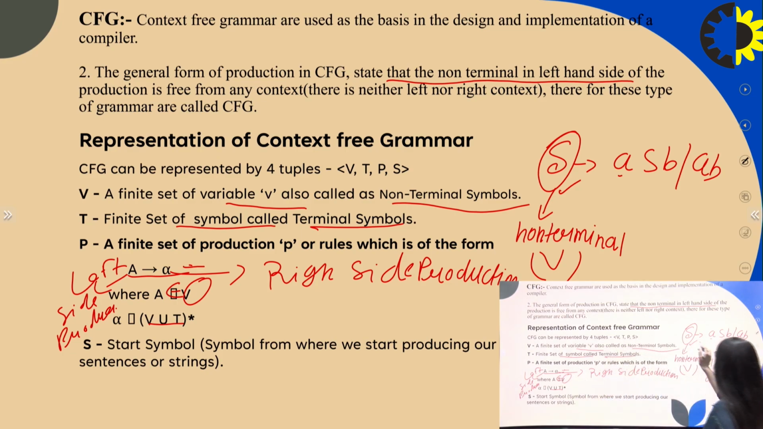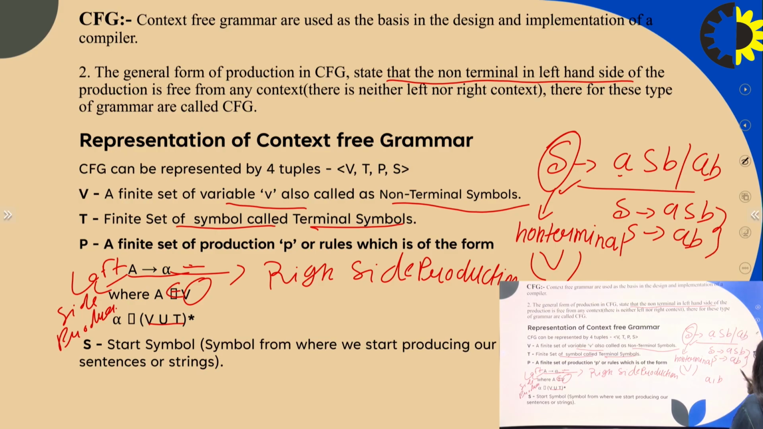So how many productions are in this grammar? First, S produces ASB, and S produces small a, small b. There are two productions in this grammar. S represents the start symbol, the symbol from where we start the production of our sentence or string. The starting symbol is S.